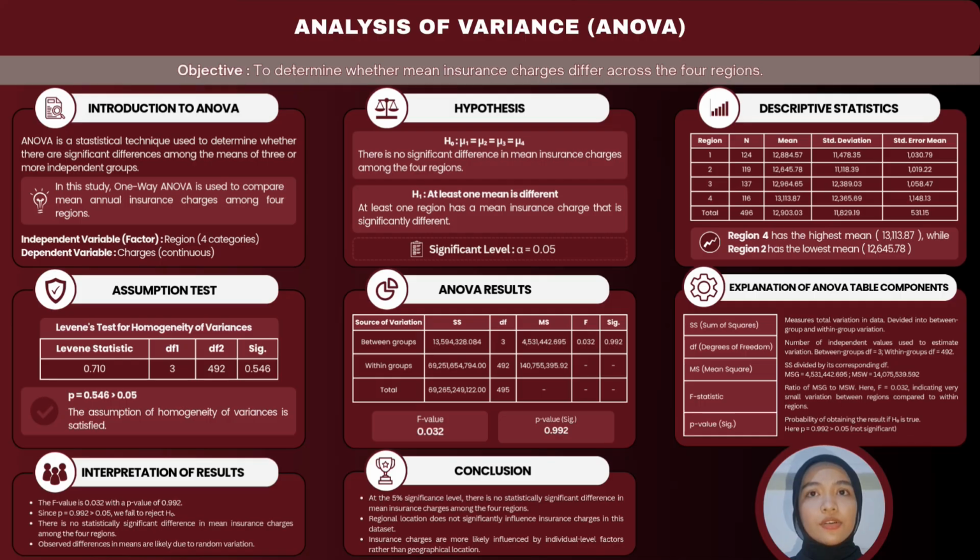The ANOVA result showed an F-value of 0.032 and a p-value of 0.992. Since the p-value is much greater than 0.05, we fail to reject the null hypothesis. This means that there is no statistically significant difference in mean insurance charges among the 4 regions. Although slight differences exist in the average charges, these differences are likely due to random variation rather than regional effects. In conclusion, regional location does not significantly influence insurance charges in this dataset.